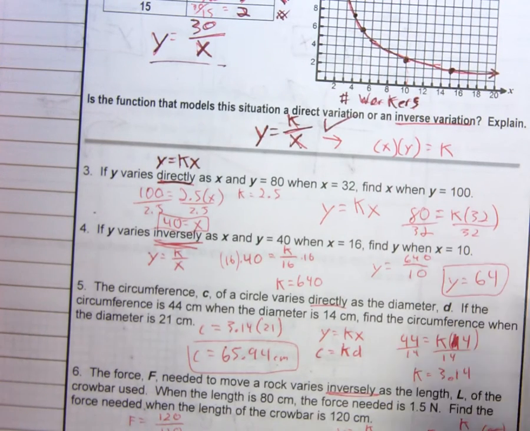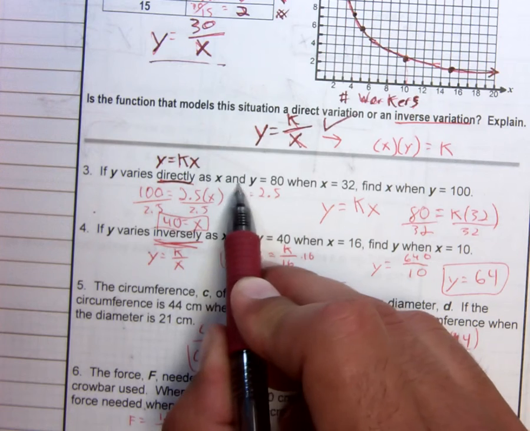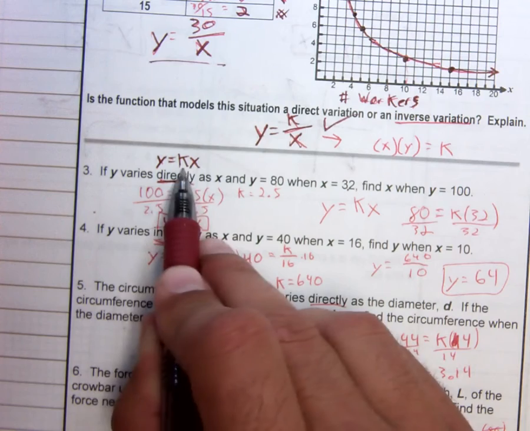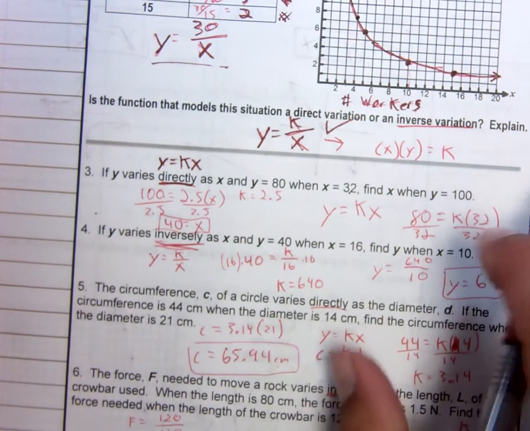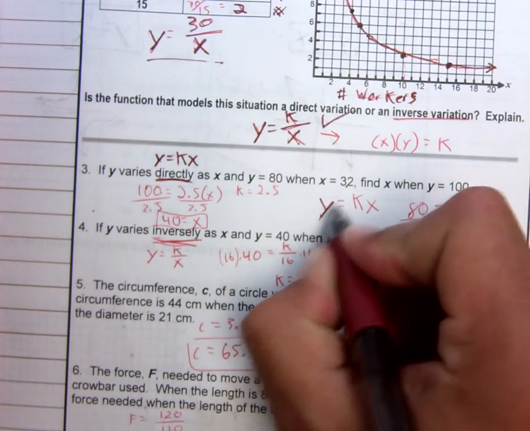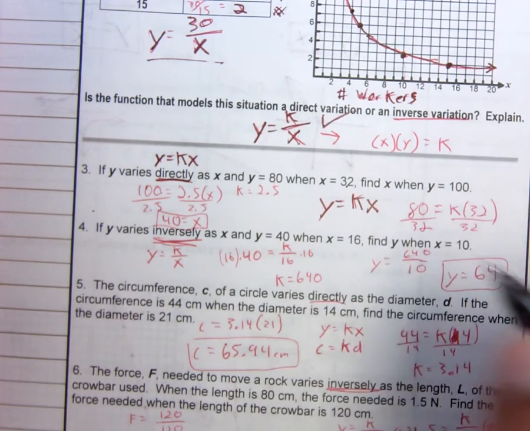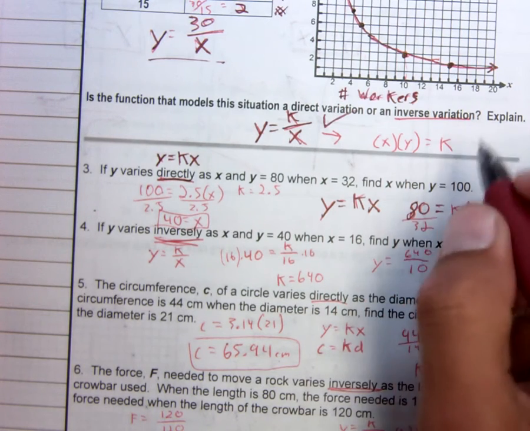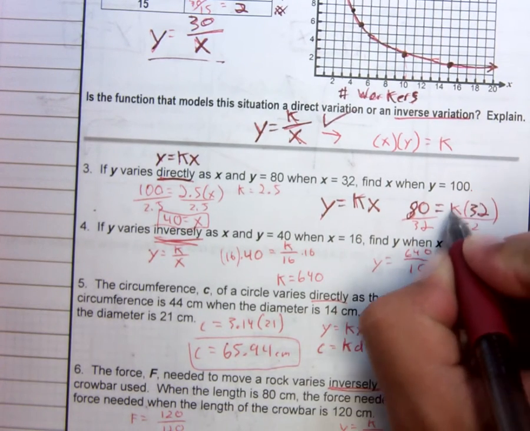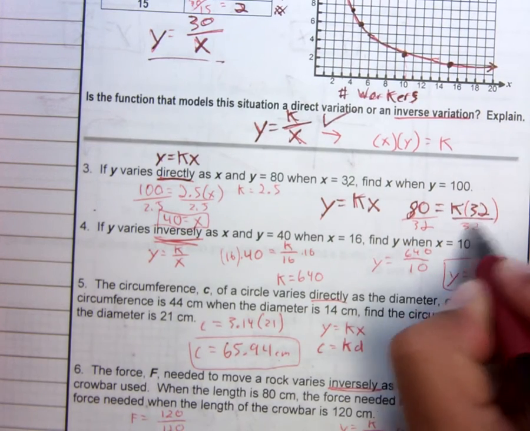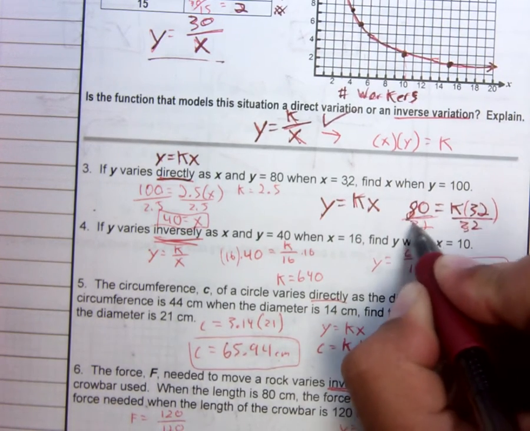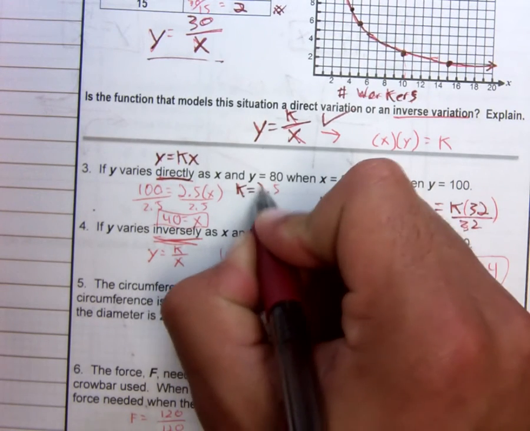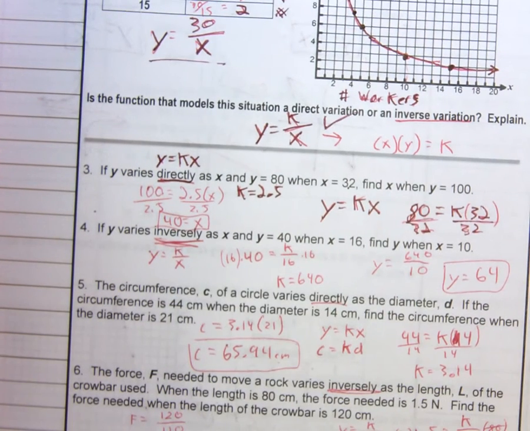Y equals kx. The next part says y equals 80 when x is 32. So using our equation, y equals k times x, we said y equals 80 when x was 32, but we don't know the k. Well, let's find the k. How do we do that? Well, easy. Divide this side by 32. When I do that, k equals 2.5.